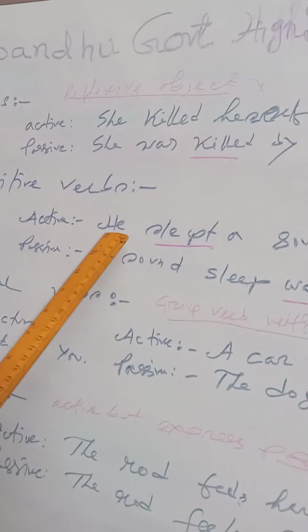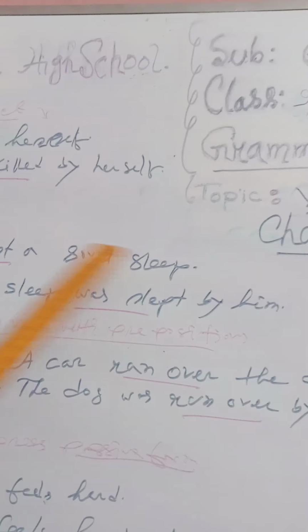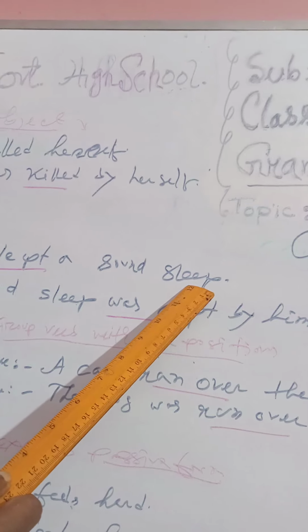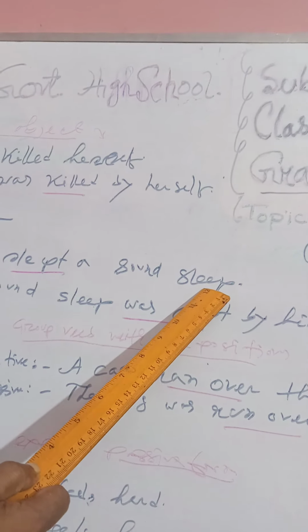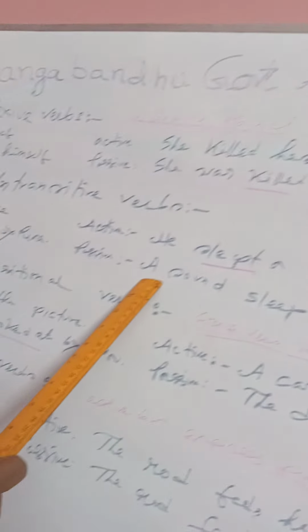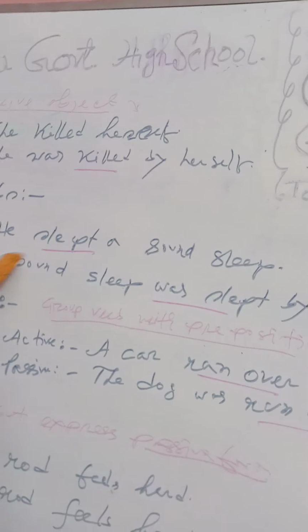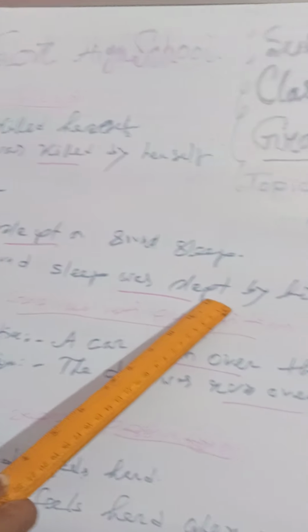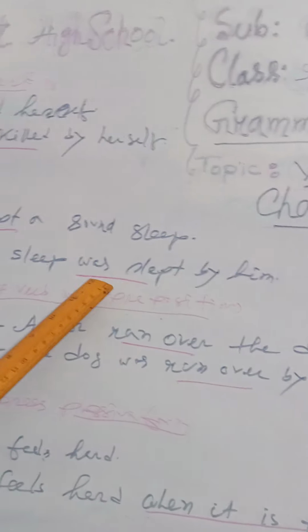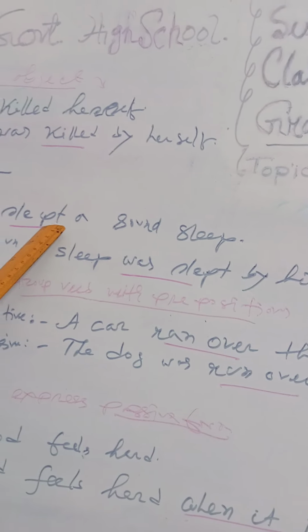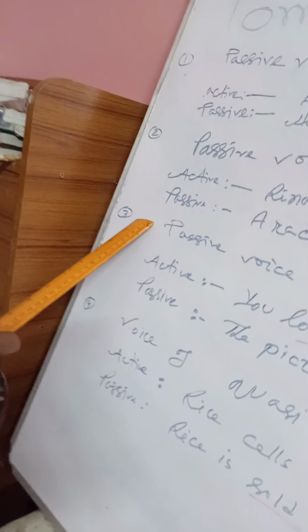Another one, active: He slept a sound sleep. A sound sleep is the object of the active form. For this reason, we shall start with a sound sleep. A sound sleep was slept by him. You know, the past participle form of slept is slept. Let us come to the next one.